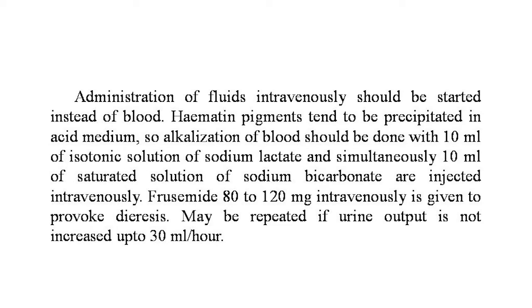Administration of the fluids intravenously should be started instead of the blood. Hematine pigments tend to be precipitated in acid medium, so alkalization of the blood should be done with 10 ml of isotonic solution of the sodium lactate, and simultaneously 10 ml of the saturated solution of the sodium bicarbonate are injected intravenously. Furosemide 80 mg to 120 mg intravenously is given to provoke the diuresis, and may be repeated if the urine output is not increased up to 30 ml per hour. There is a high chance of the renal failure.